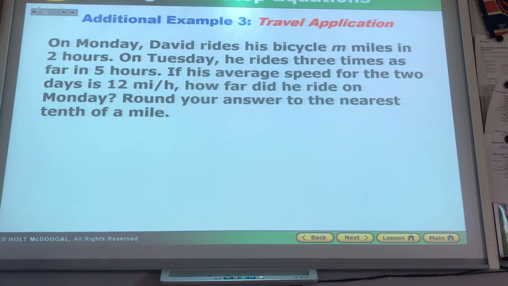Now they're going to ask us to write equations. These are the ones that are a little bit of a pain. Work together on them. Call me on them.